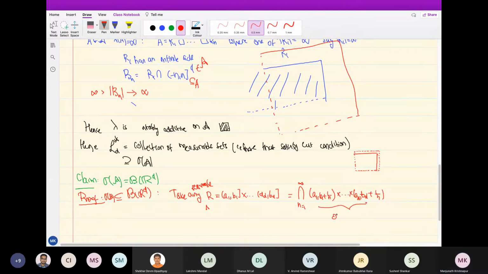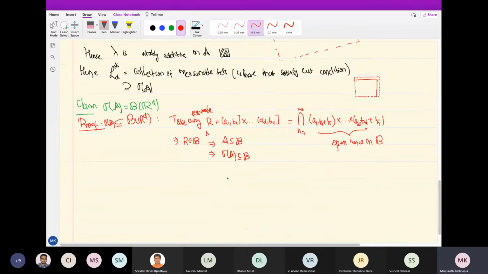So these are open, hence in the Borel sigma algebra. So a countable intersection is in the Borel sigma algebra, which implies the rectangle belongs to the Borel sigma algebra. This implies the algebra itself is contained in the Borel sigma algebra, because any algebra element is a finite union of rectangles. If all rectangles are in the Borel sigma algebra, finite unions of them are also in it. And since that is a sigma algebra, the smallest sigma algebra containing A should be contained inside that. So one way is clear: sigma of A is contained in the Borel sigma algebra.